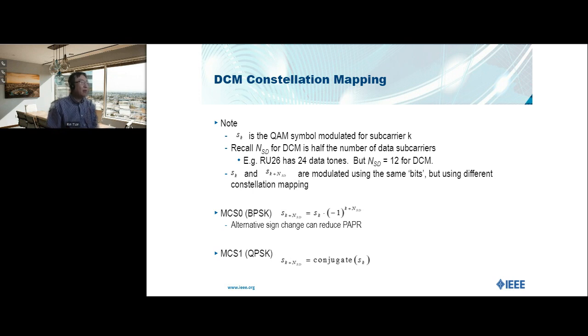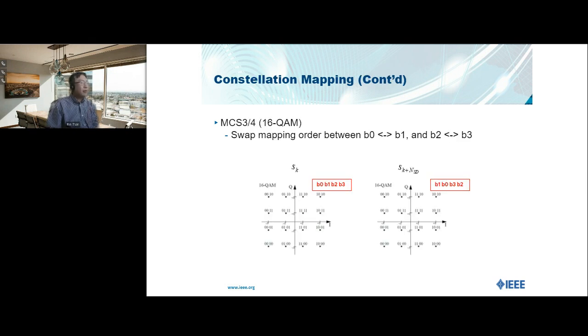This is, by the way, mainly to reduce the PAPR. For QPSK, when you repeat it on the other tone, instead of sending the same symbol, you send the conjugate version of it. For QAM, with the dual DCM mapping, you swap bit 0 and bit 1, and bit 2 and bit 3, between the original version and the repeated version. All these things try to achieve diversity.